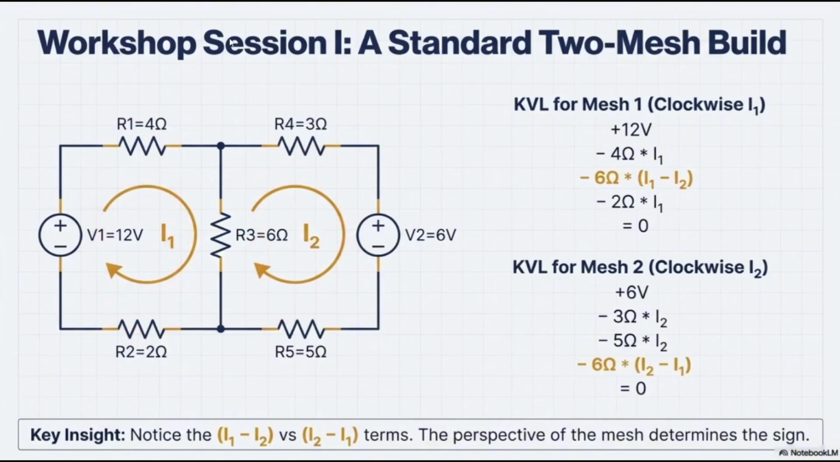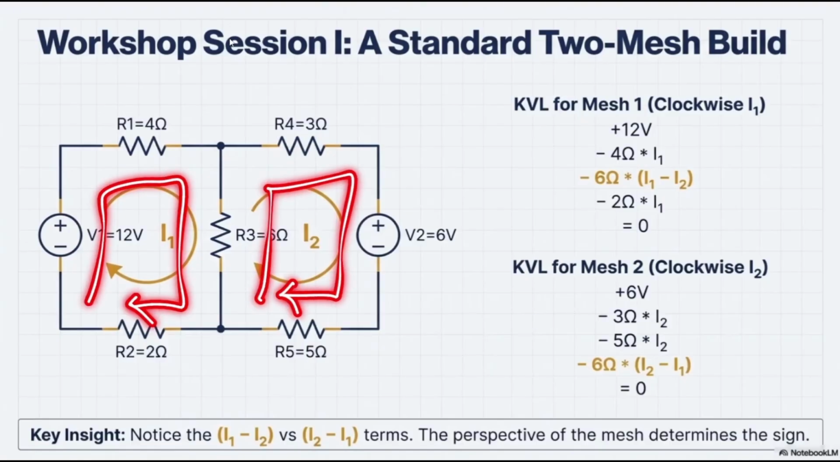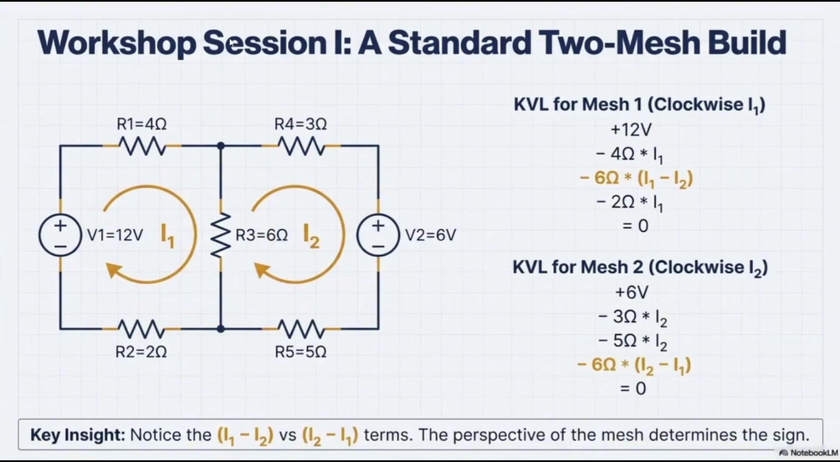So far I have three loops, but which of those loops cannot be divided into a smaller one? This one and this one. So these two loops cannot be divided into a smaller one, so I would consider them as mesh number 1 and mesh number 2. Let's specify a current for each of them. The very first current would be I1 like this, and the second current would be like this.